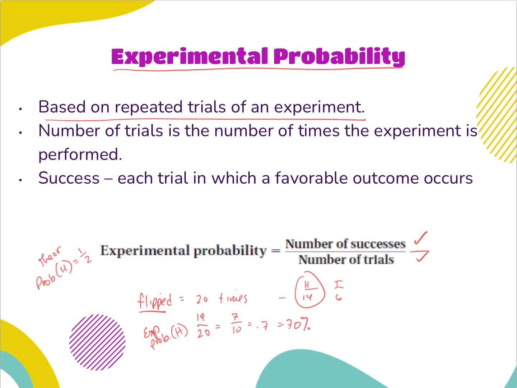I will tell you that the more you do something, the more likely your experimental probability will get closer and closer to your theoretical. If I had flipped the coin 1,000 times, I'd be closer to 50% than with 20 attempts. If I flipped it 1,000,000 times, I would be much closer to the theoretical probability.